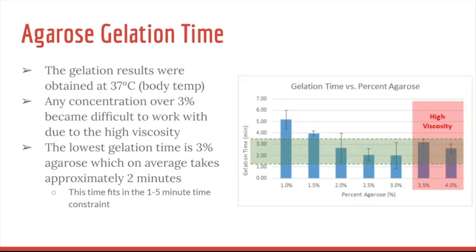The third part of our testing involved agarose gelation time testing. The gelation results were obtained at 37 degrees Celsius. During testing, it was discovered that any concentration over 3% became too viscous to use. The lowest gelation time occurred at 3% agarose, which on average takes approximately 2 minutes to gel, which fits within the 1 to 5 minute time constraint.